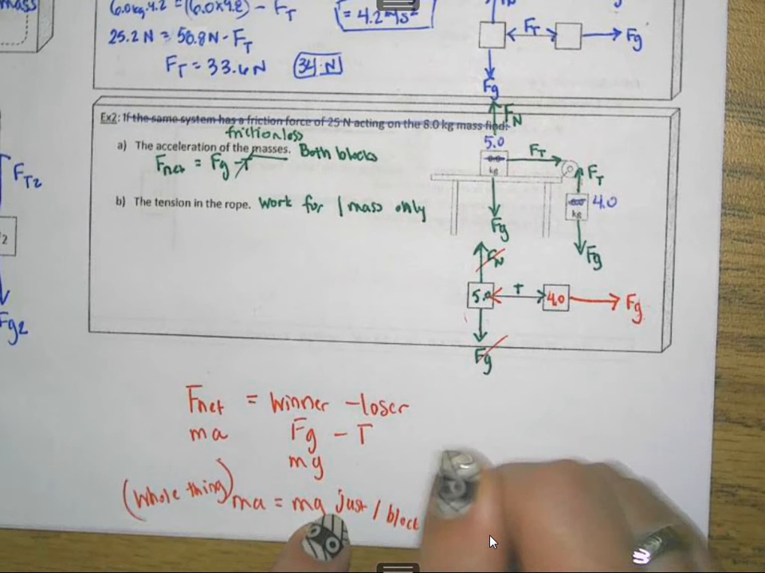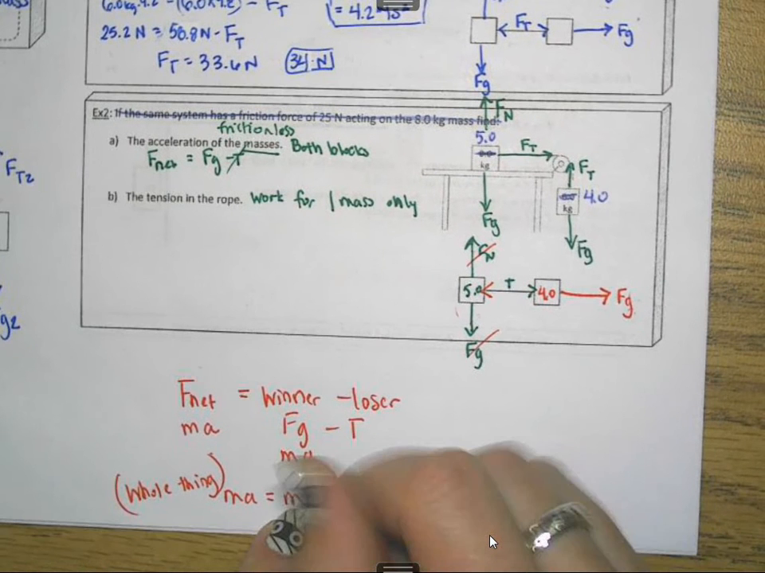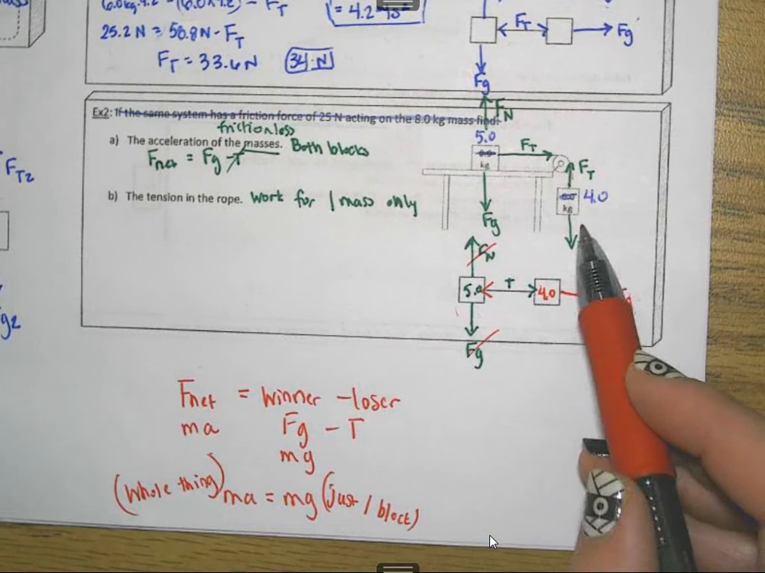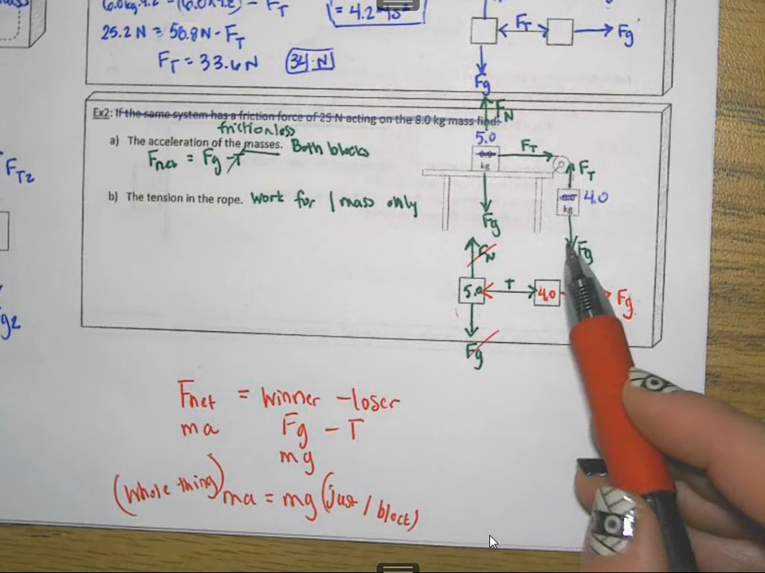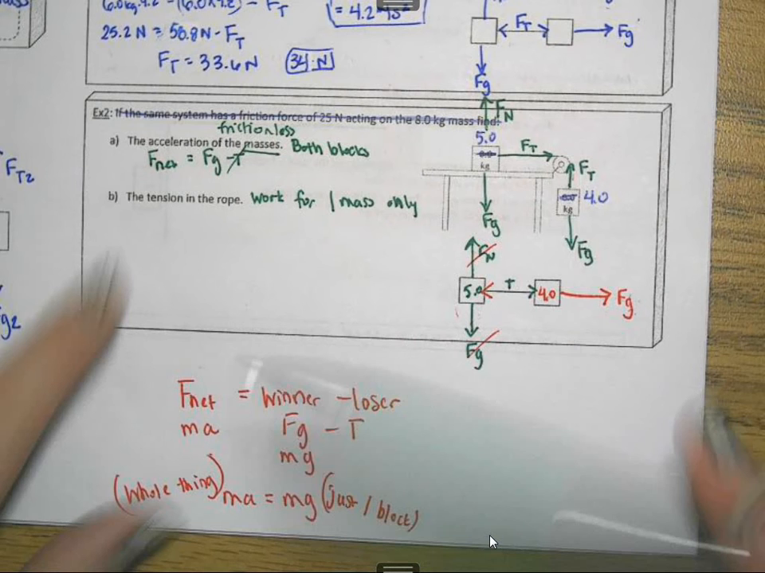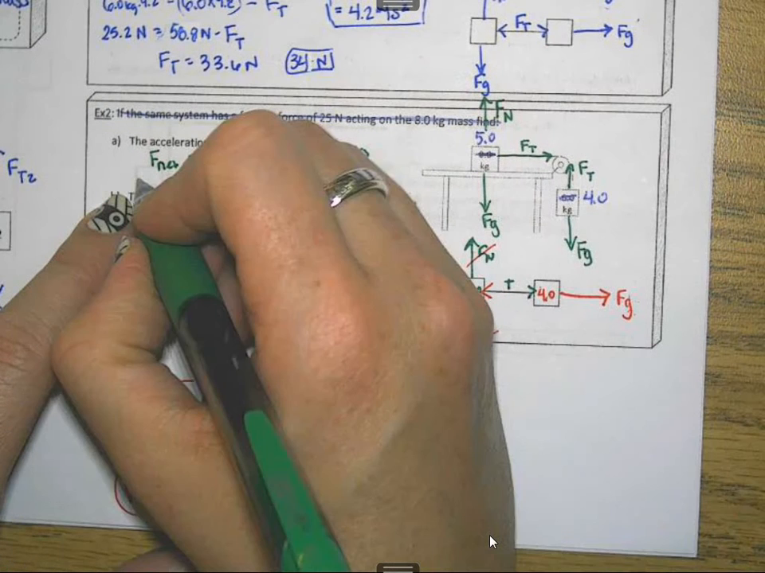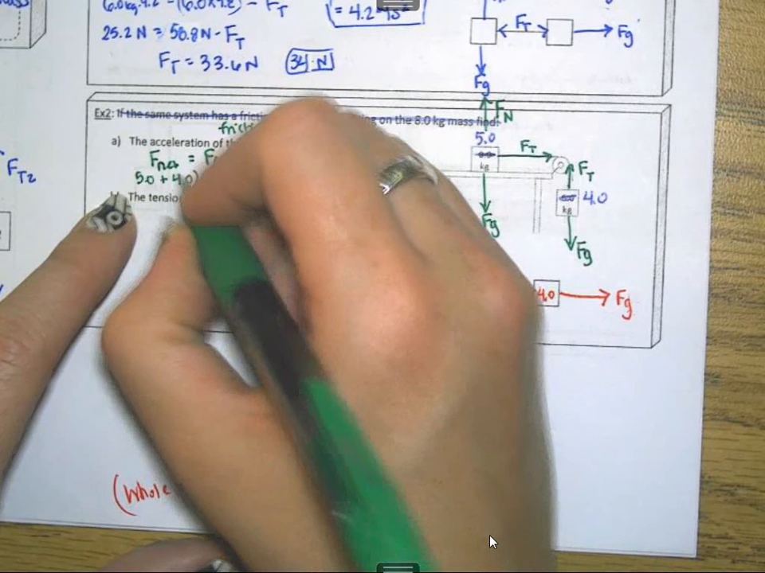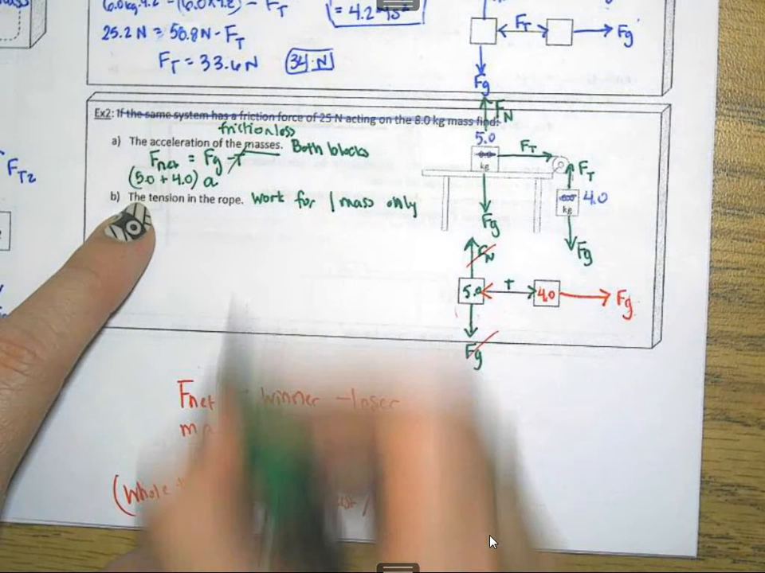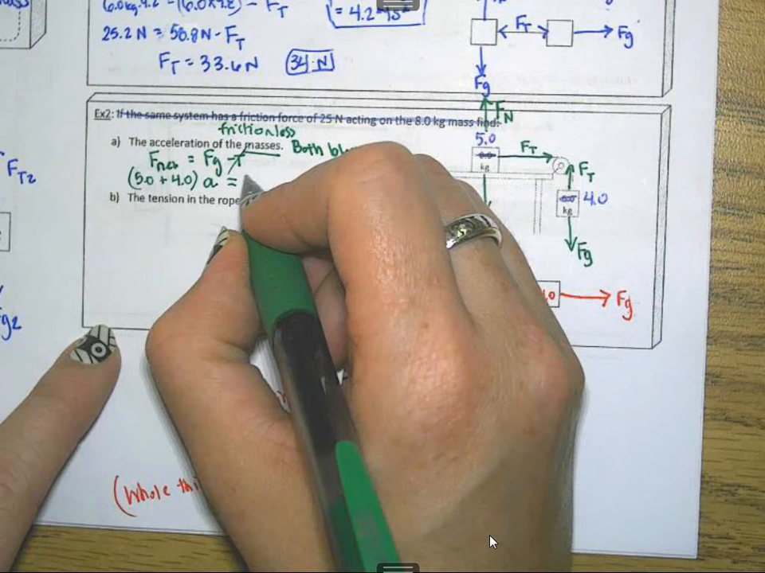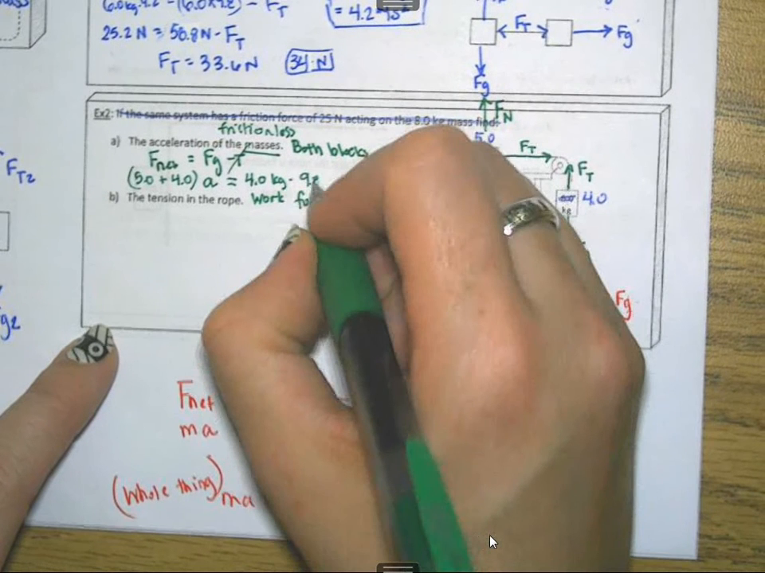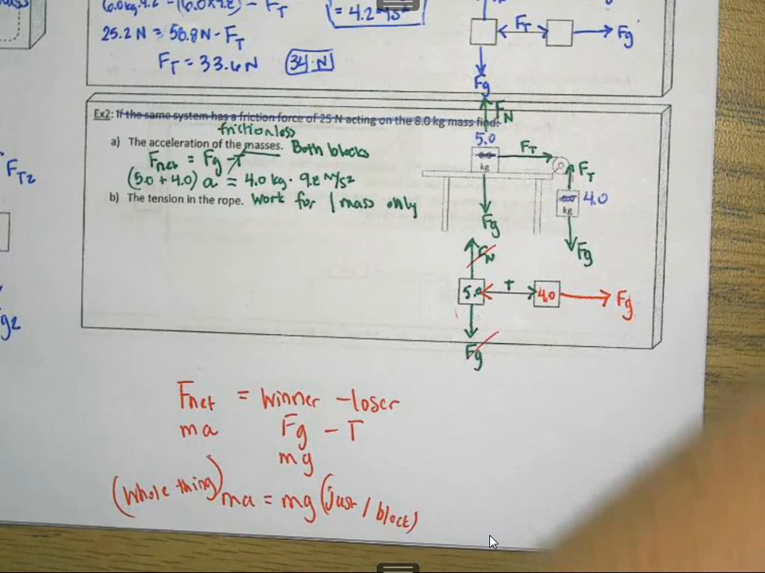Just one block. Don't get confused. I can't put the same masses in both places, because this mass right here is moving the whole system. So what I'm going to do is I'm going to have the mass of the whole thing, what's that, 5.0 plus 4.0 times A. And that's going to equal 4.0 times 9.8 meters per second squared. And I have no idea what I get.